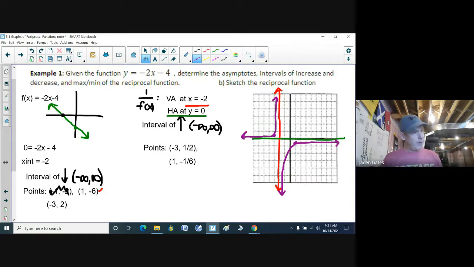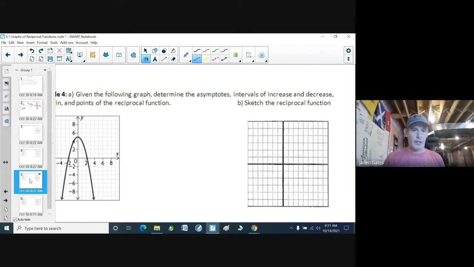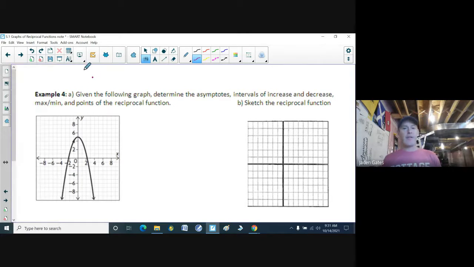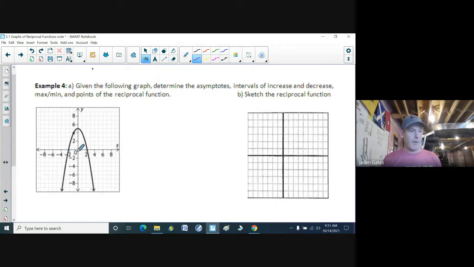All right, what else do we want to do here? I can't do them all, so I'm going to do 4 and 5. Given the following graph, determine the asymptotes, intervals of increase and all the stuff we're talking about, and then we sketch the reciprocal function. So I've grabbed a quadratic function here. That's why I wanted to go through this one. And so again, I'm looking at my sheet with my 5 different attributes.